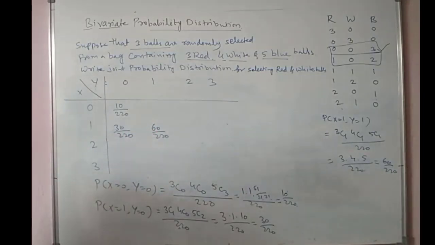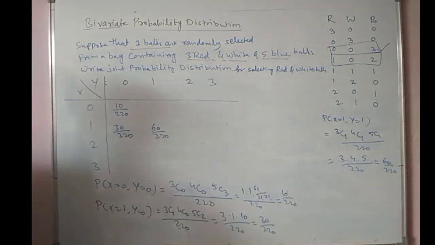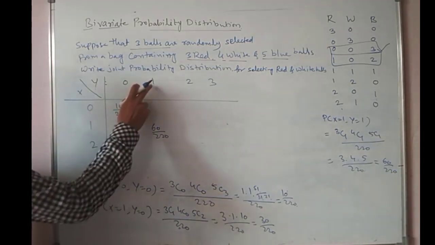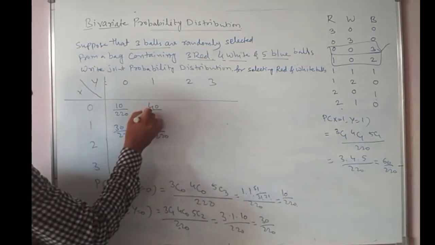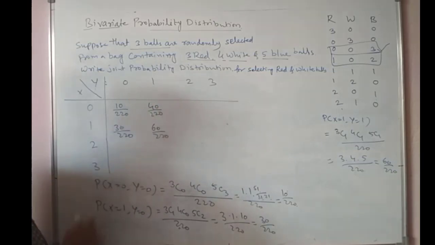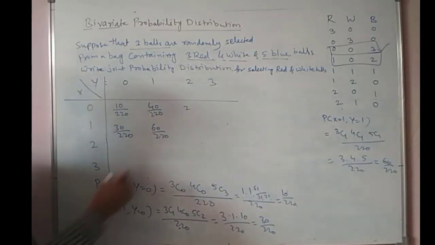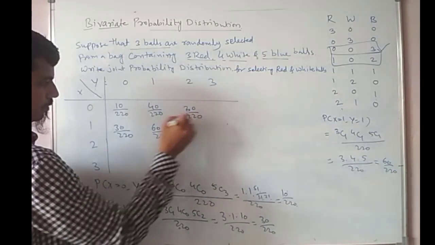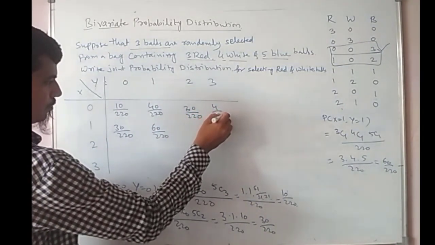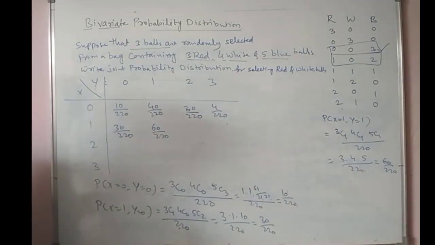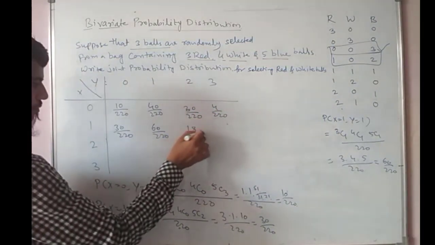In the same way, you have to evaluate all these values. When there is 0 red ball and 1 white ball, if you evaluate by using this concept, you will get 40 by 220. Then 30 by 220, then 4 by 220. So if you evaluate all these, you will get these probabilities.